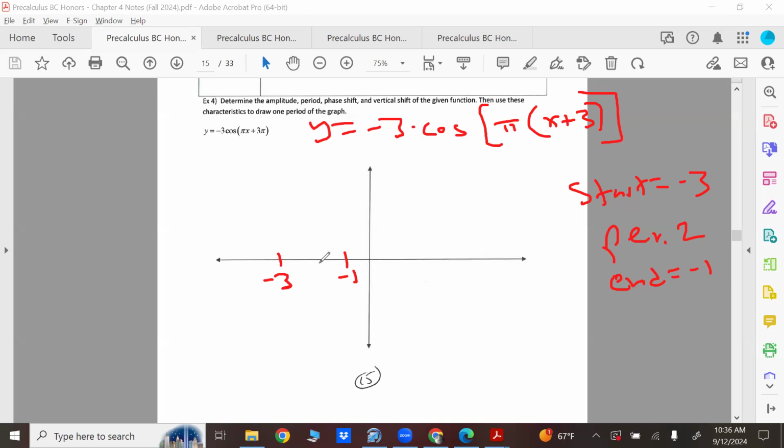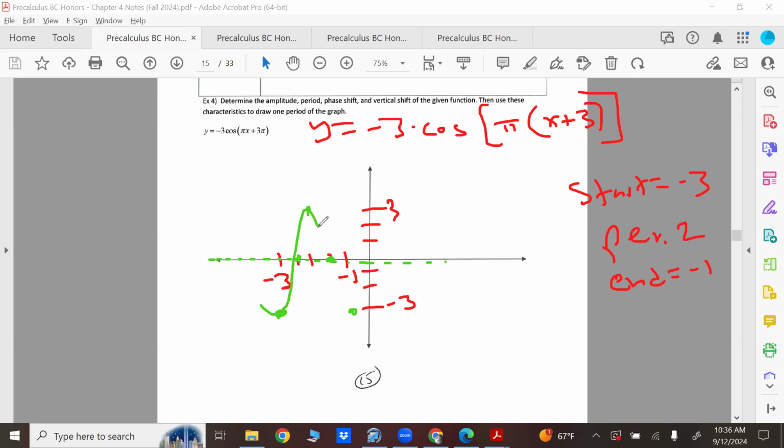and end at -1. We have some partitions. And is there any vertical shift? Amplitude's what? Good. The midline's at the x-axis. It's negative cosine, so it starts below. Get to the middle, go high, back to the middle, go low, done.